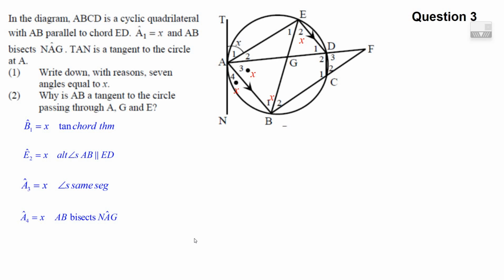Let's try the next one. Which one did I do next? I said D1 is equal to X. Well, if we've got A3 is equal to X, B1 is equal to X, so D1, we can use B1 opens up to AE, and so does D1. So D1 must be X, angles in the same segment. Let's look at the next one. I got that E1 must be X because there's the angle between a tangent and the chord AB, and there's E1 at the top of the triangle, tan chord theorem.